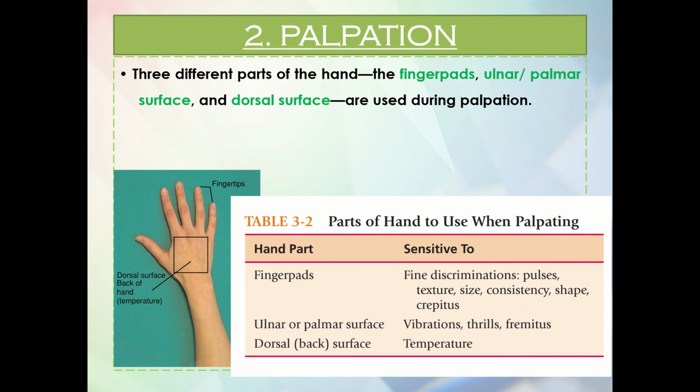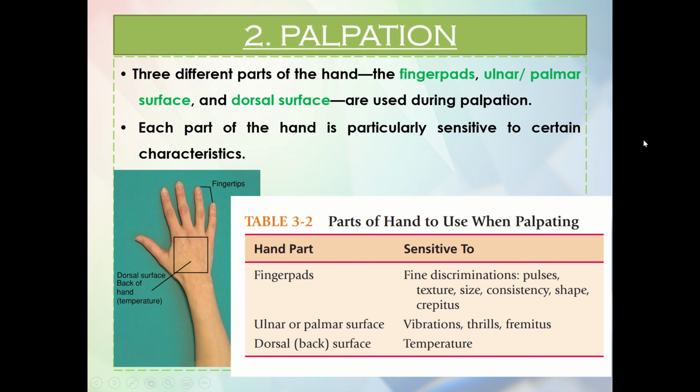So we have three parts of the hand. So you have the finger pads. So just like in this figure, the ulnar slash palmar surface, definitely yung kabaligtaran nitong dorsal surface. Okay? Kasi yung dorsal surface, ito yon. This is the back of the hand to check for the temperature. Yung ulnar and palmar surface, yung nakabaligtad dyan. Okay? So, etong three parts of our hand, yan yung ating ginagamit for palpation.